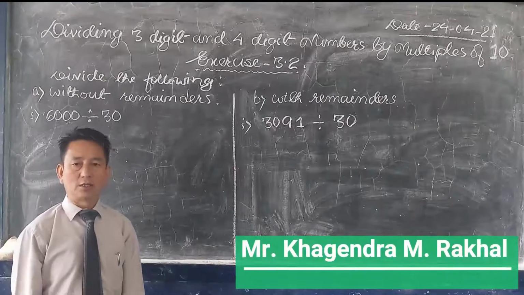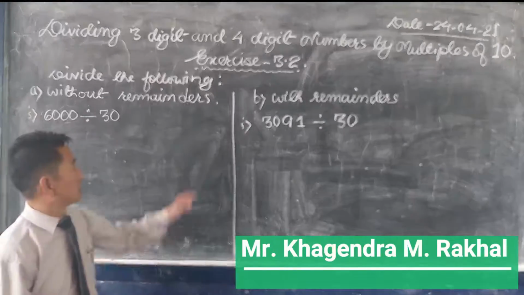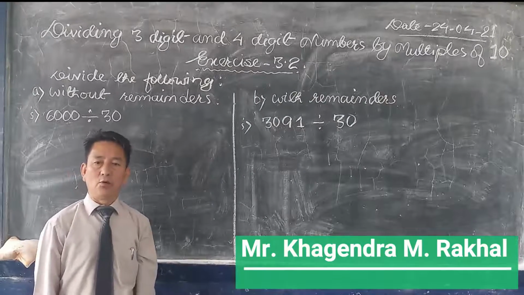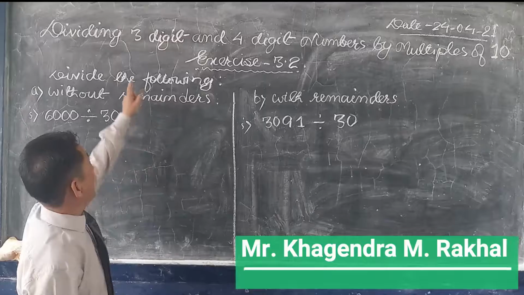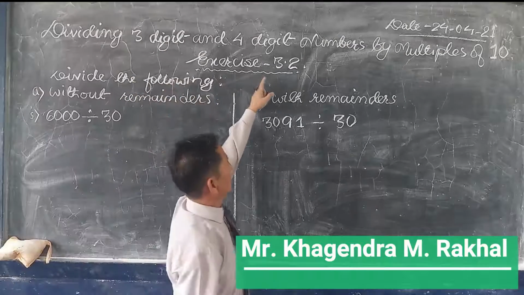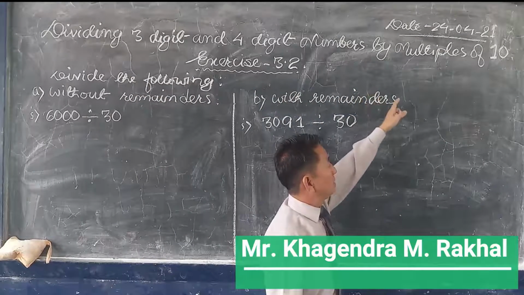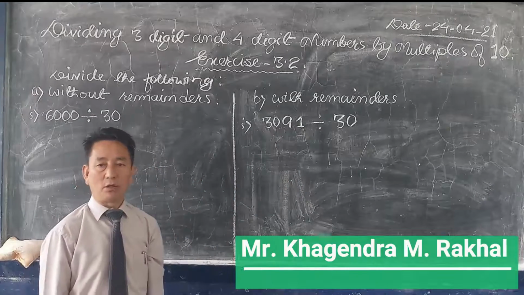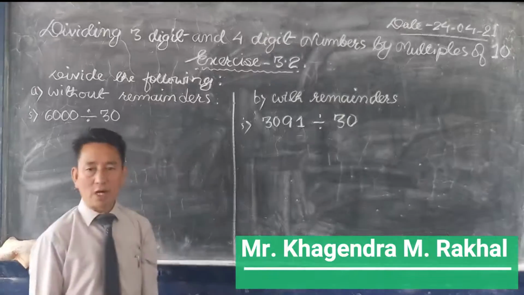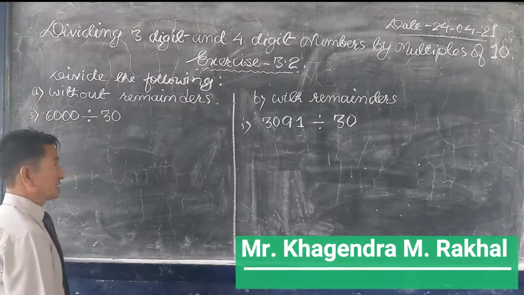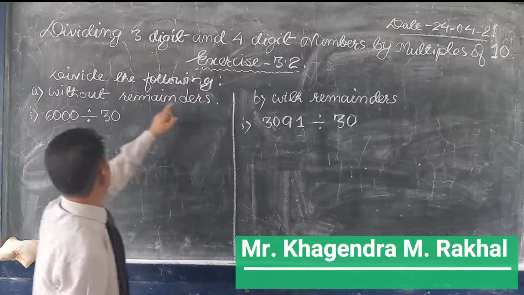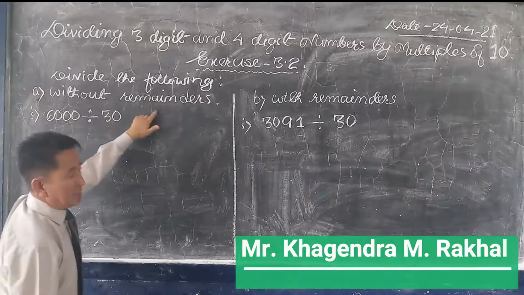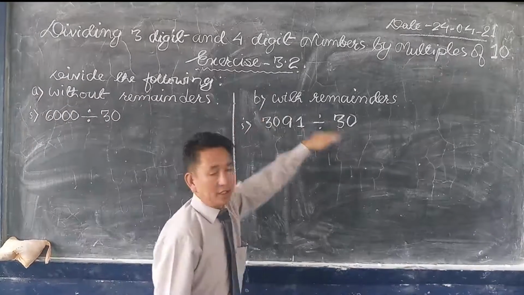Today we will start a new exercise, exercise 3.2. In this exercise, we'll learn how to divide 3-digit and 4-digit numbers by multiples of 10. For this, you can refer to pages 40 and 41 in your textbook. Now, exercise 3.2. Divide the following: A without remainders, B with remainders.